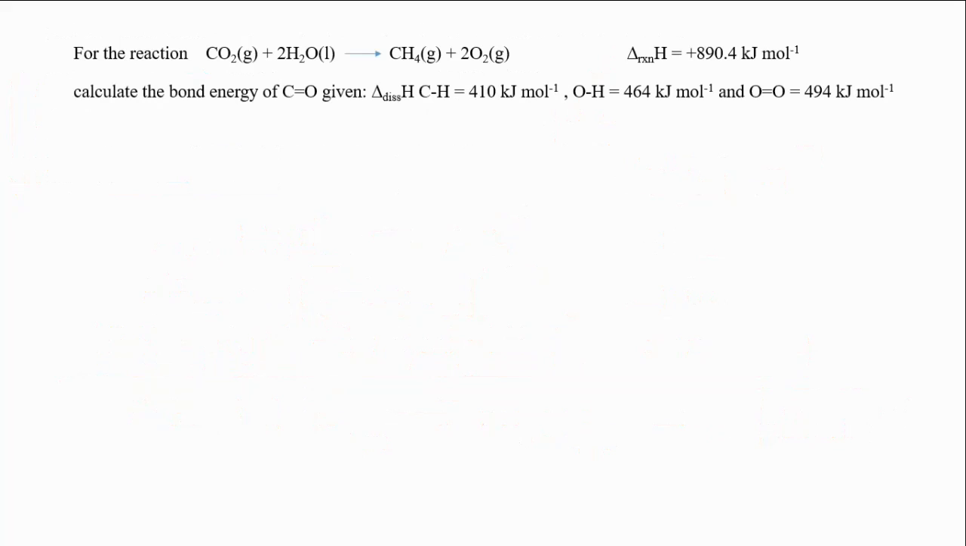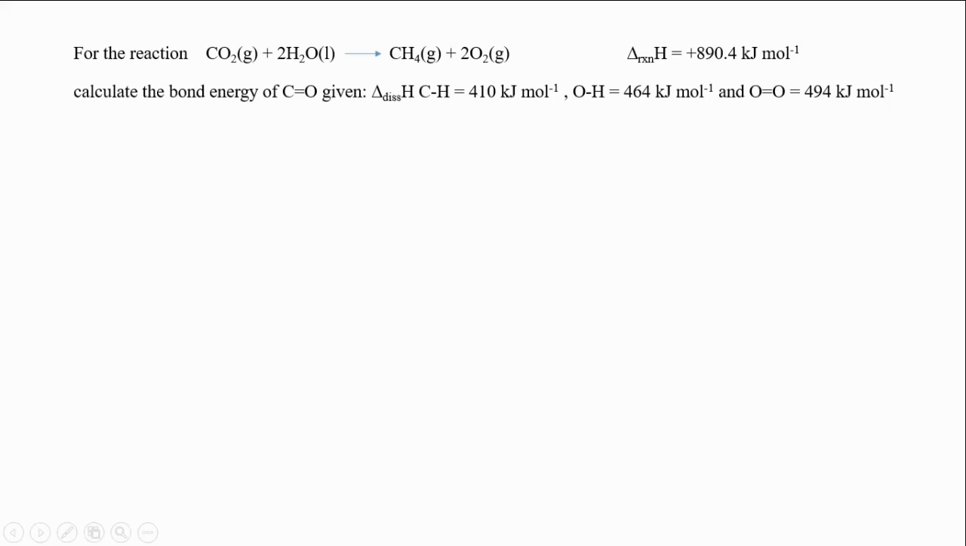Let's look at another question here. Now, here we have a situation where we are given the enthalpy change of reaction for a reaction where carbon dioxide reacts with water to produce methane gas and oxygen gas. Now we're asked to calculate the C double bond O bond energy.